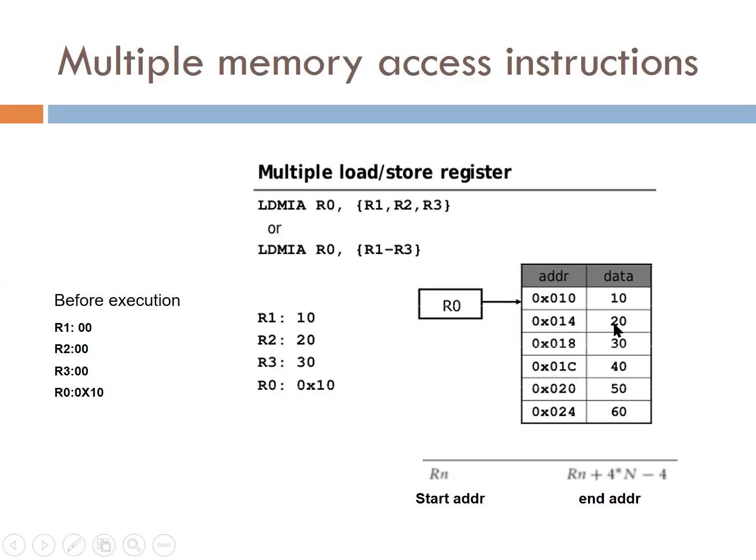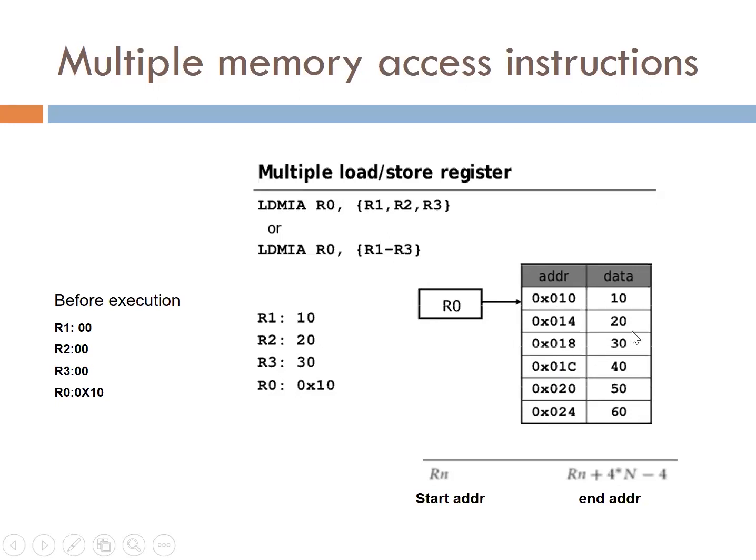Now, what is the data present at this memory location? It is 20. Now, 20 will be loaded into register R2. Later, it will increment. Increment in the sense, it will add plus 4 to this. So, 0x018 will be the next memory address.